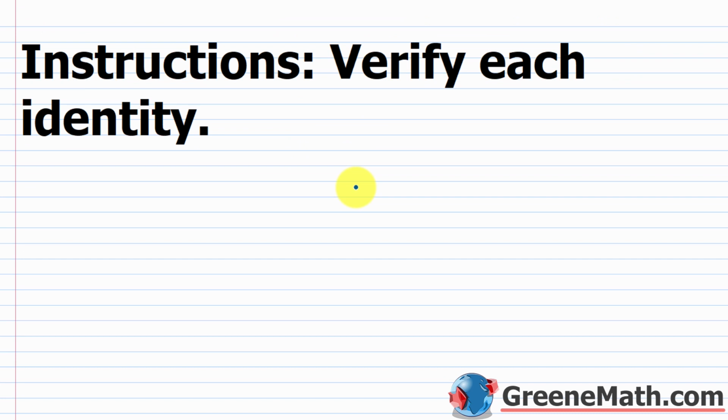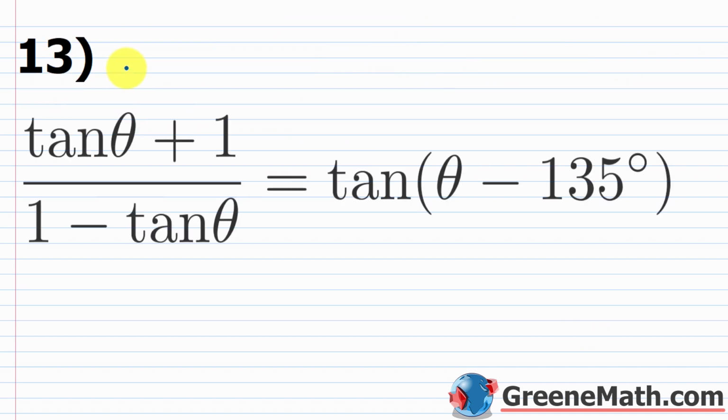All right, for the next two problems, the instructions tell us to verify each identity. And let's start with problem number 13. So we have the tangent of theta plus 1 over 1 minus the tangent of theta is equal to the tangent of theta minus 135 degrees. So what I'm going to do is work on the right side here. This side will be unchanged. So this is what we're going to try to get a match with. Let me put my equals all the way over here.